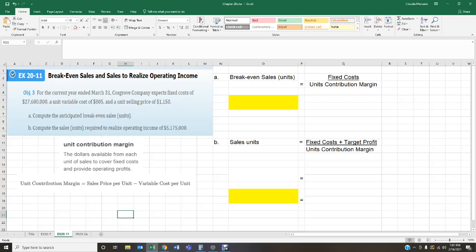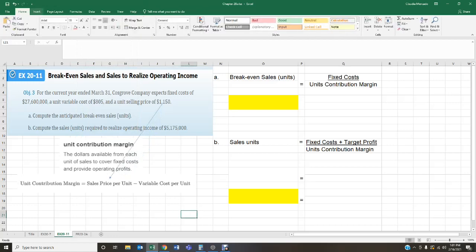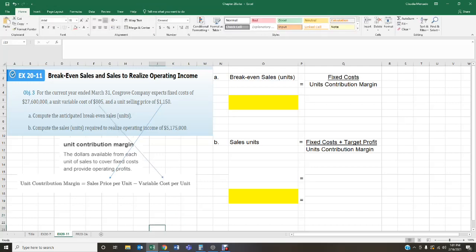Now, we need those figures to be able to calculate our unit contribution margin. And guess what? This problem gives them to us. Our sales price per unit is $1,150. Our variable cost per unit is $805. So we've got both components being provided in the problem. We're going to solve this. It's going to be a piece of cake.